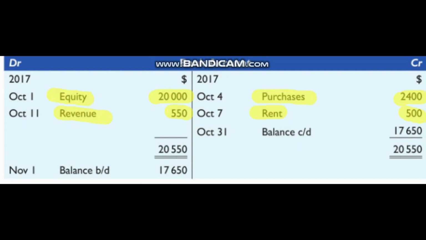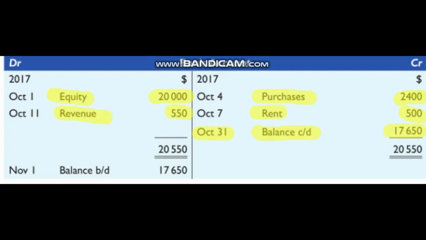And in this example, on the debit side, you have a larger value. We can already tell from looking at these values that here you have $20,550. The total will be greater than 2,400 plus 500, right? So the difference between 20,550 minus 2,400 and 500 would come down to 17,650, and this is basically the balance, which is recorded as balance CD, which stands for balance carried down, and the date for that will always be at the end of the month.